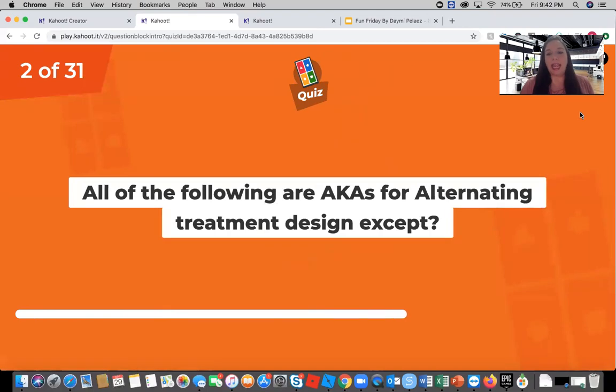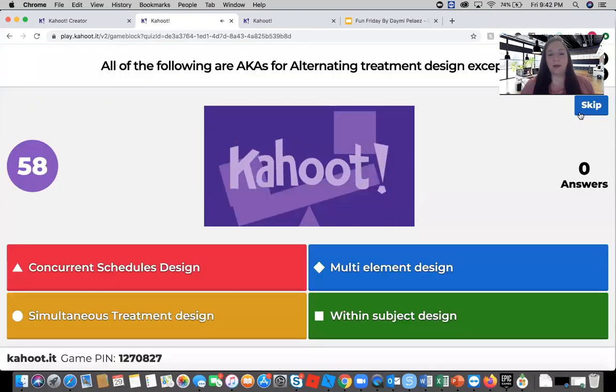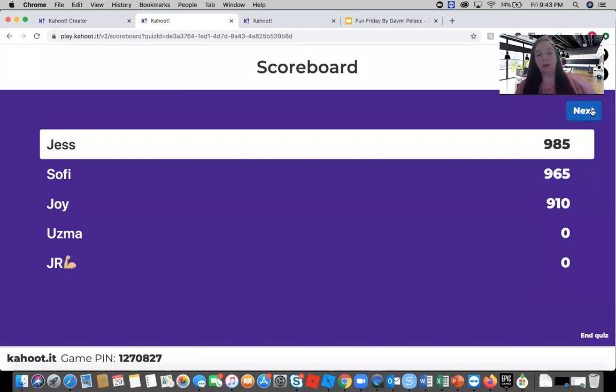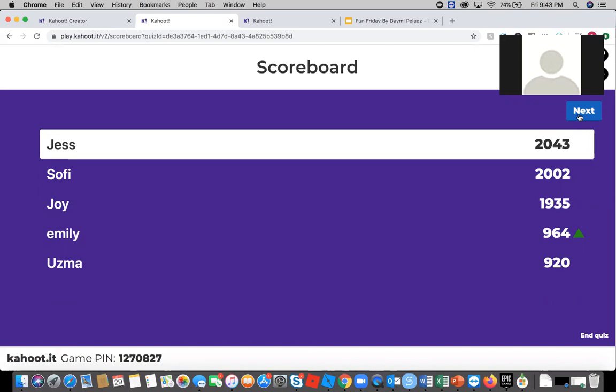All of the following are AKs for alternating treatment design except. All right, so with these questions, I have some hard ones, some easy ones. So with the harder ones, I did give extra time. So if you see, you're going to see your seconds left. That way you have extra time to read, okay? Very good, guys. Nice job.